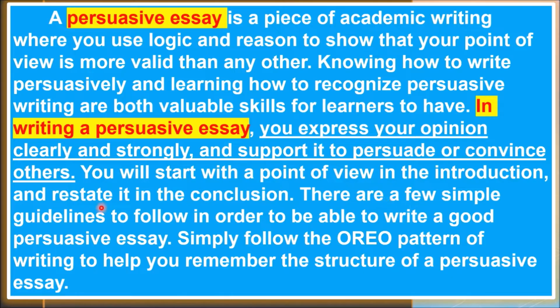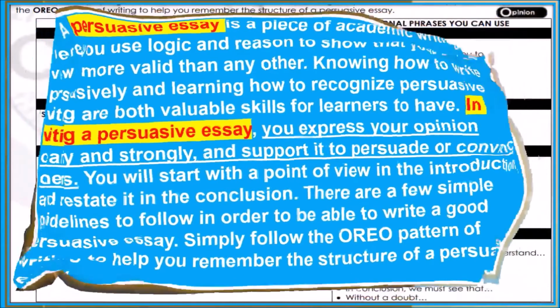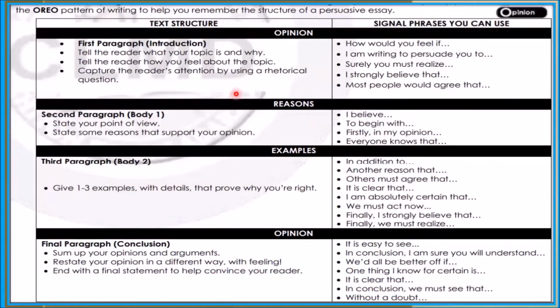There are a few simple guidelines to follow in order to write a good persuasive essay. Simply follow the OREO pattern of writing to help you remember the structure of a persuasive essay. Start with O, opinion, then R, reasons, E, examples, and another opinion.